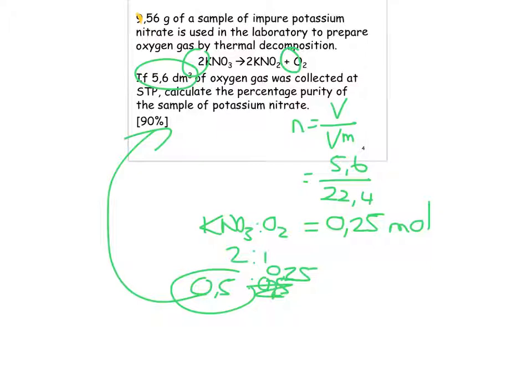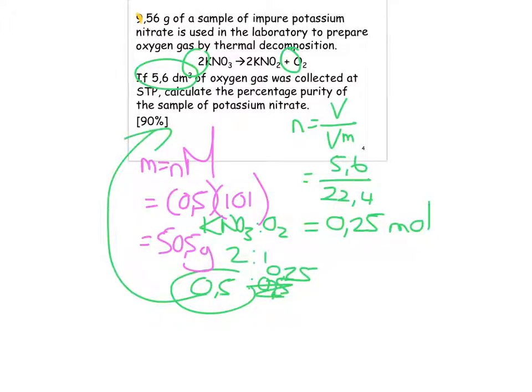Then I'm going to ask, what is my mass? Mass is equal to number of moles times molar mass, 0,5 multiplied by 101, and I land up with 50,5 grams of potassium nitrate. But I don't have that. I've got 56 grams. This is the total for the test, 56. This is what I got for the test.